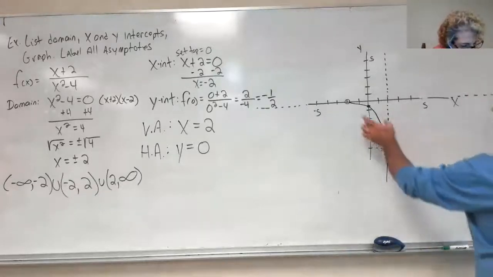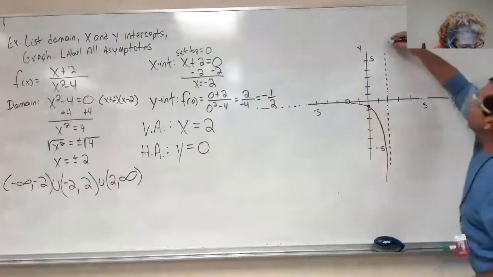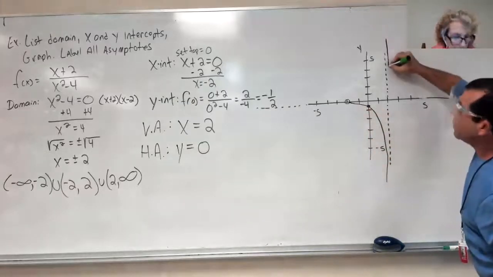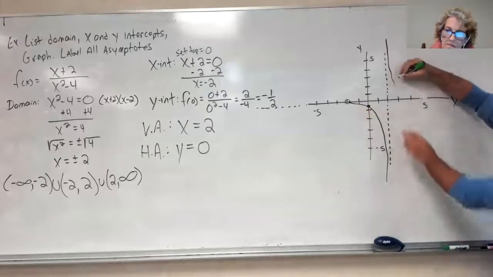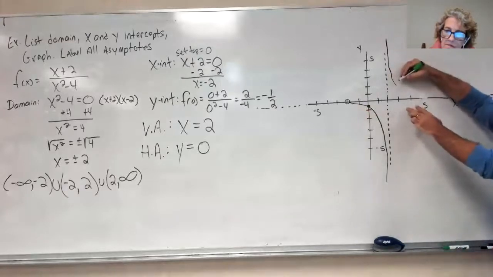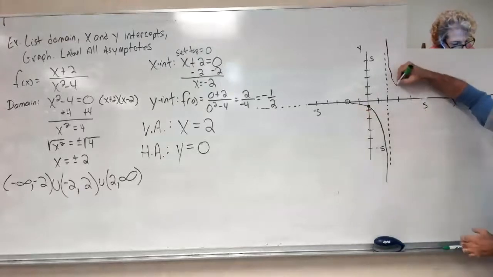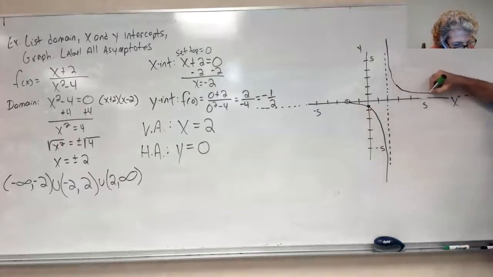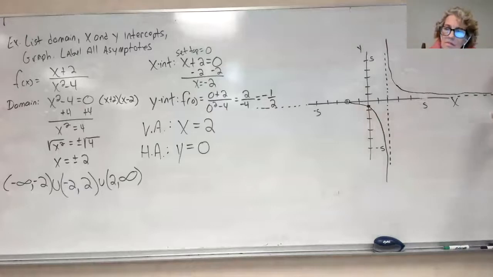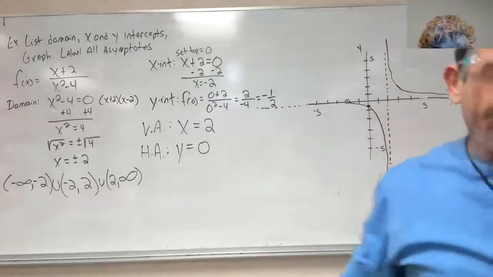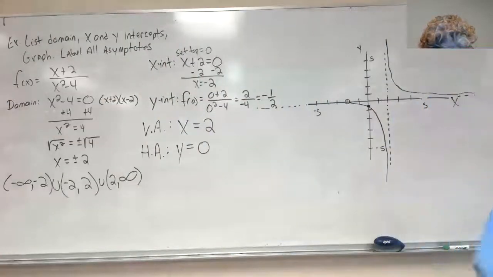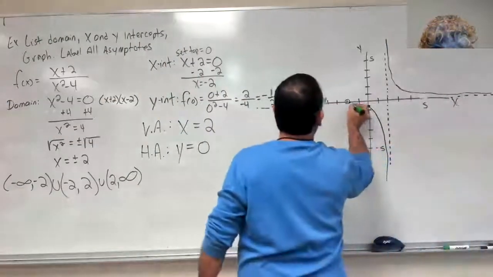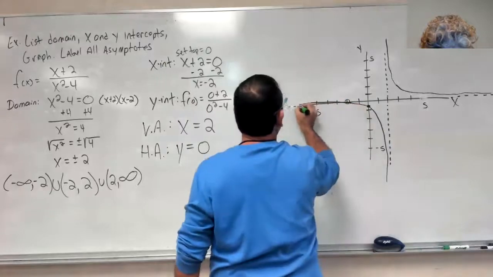Now, remember, if this side's going down, this side's coming from above. Now, remember, this side cannot cross the x-axis anymore, can it? So all we can do is ride it out and try to get close to that x-axis, okay? And then on that side, it's just going to ride the line on that line.